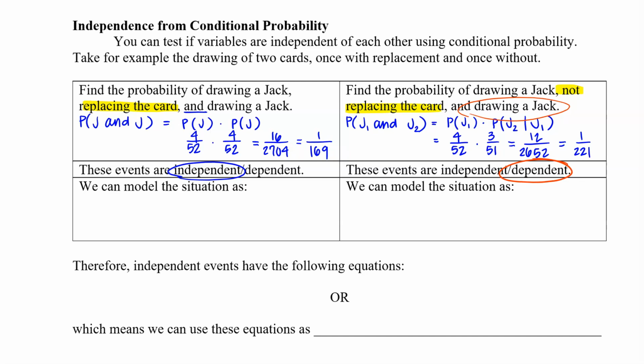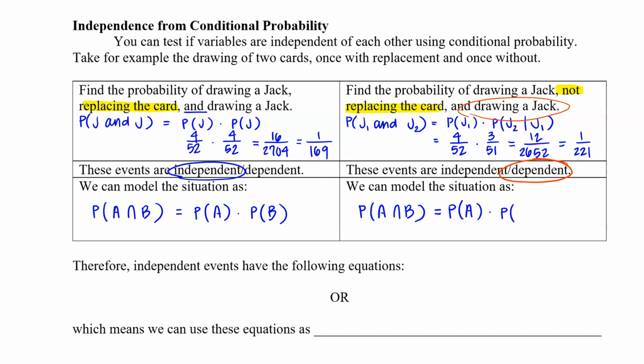In our first example, the probability of both events A and B occurring was equal to the probability of event A times the probability of event B. For our second example, the probability of both A and B occurring was equal to the probability of A times the probability of B, given A had already occurred. In other words, the probability of a jack times the probability of pulling a second jack, given we had already pulled our first jack. Therefore, independent events have the following equations.